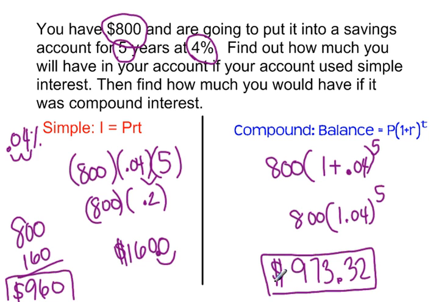You can see that with compound interest, you end up with a little bit more money. It's not a huge amount here, but if these numbers were any bigger, like if this was a bigger number, or if our percentage was bigger, or if we were leaving the money for a longer amount of time, the difference between these two accounts would be much greater.